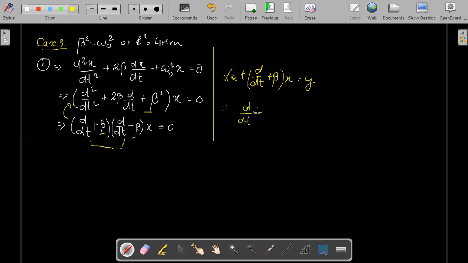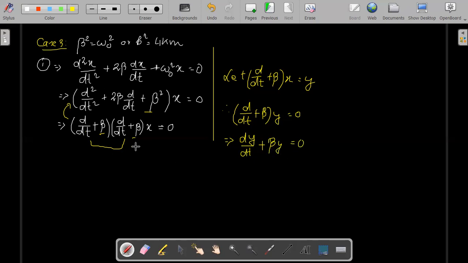So what we can do now is write it down as d/dt plus beta. That's the first term, d/dt plus beta, and this entire term I'm considering as y. So I can simply write y is equal to 0. We have done a substitution here, or we can simply write dy divided by dt plus beta into y is equal to 0. So we have this expression.